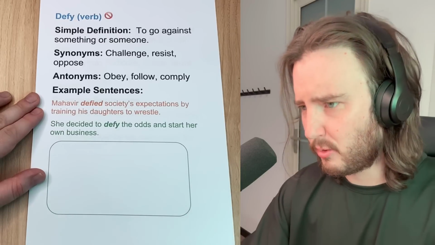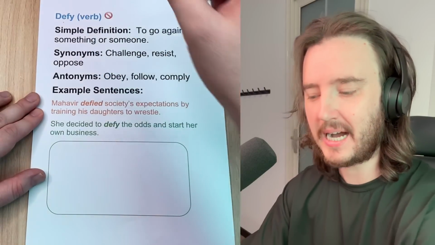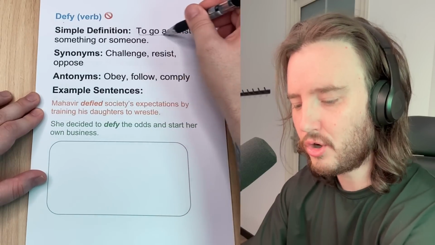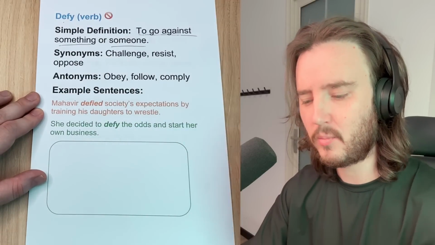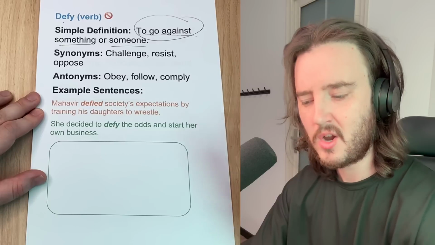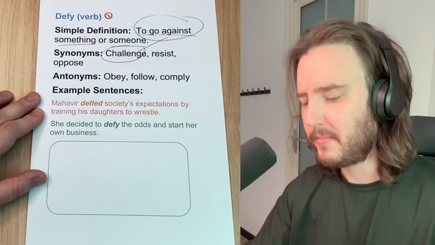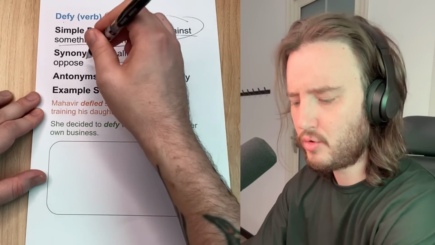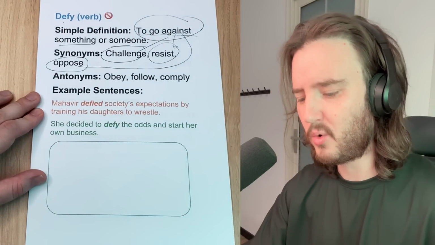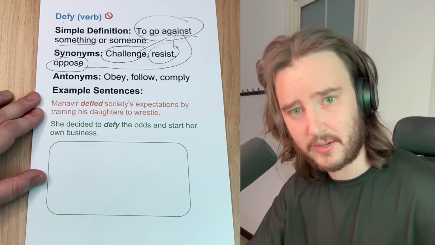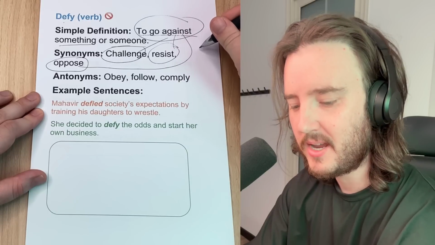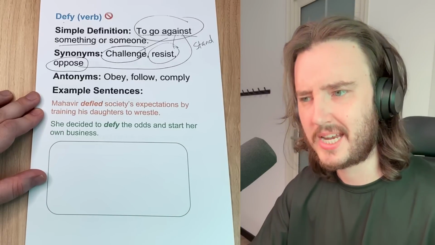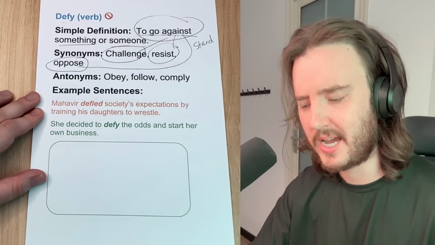Our next word, our second word is defy. Okay, it's a verb. It means to go against something or someone. We could also say to challenge something or someone, to resist something or someone, to oppose something or someone, to take a stand against. Maybe we could also say take a stand. You stand up to something. You stand up against something, okay?